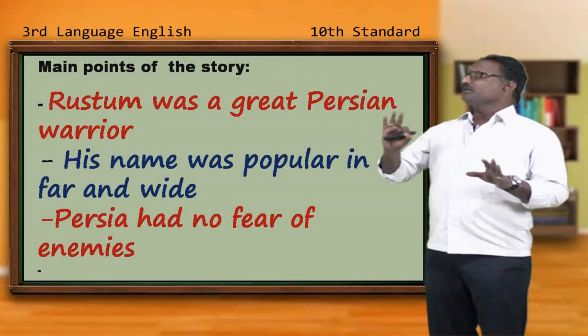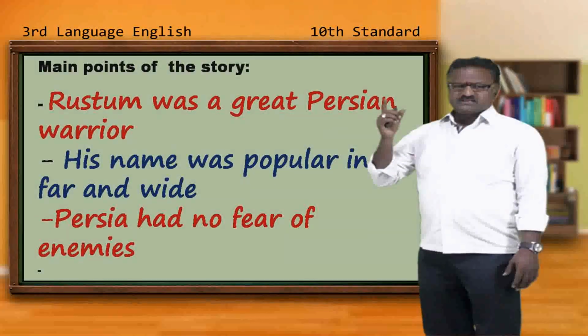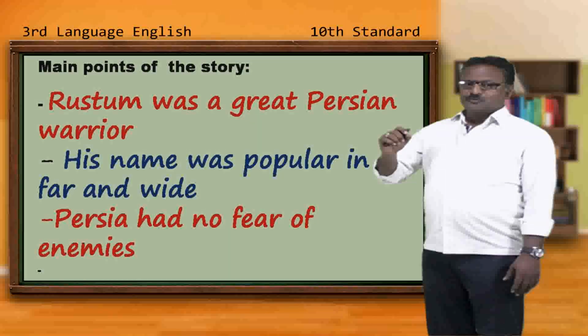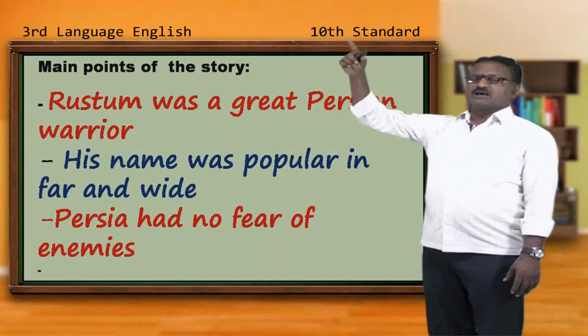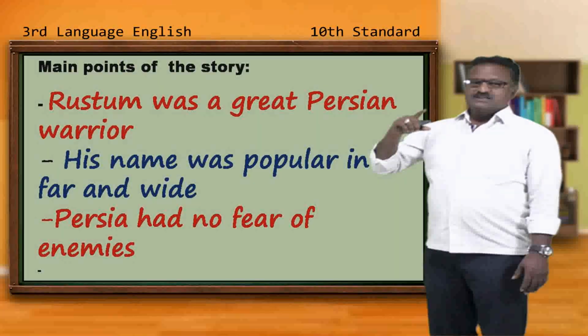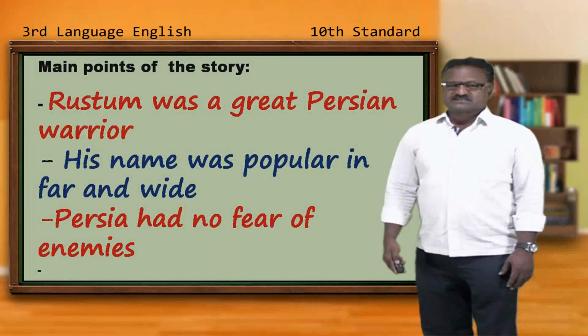He had no fear of enemies. So surrounding his kingdom, everybody was defeated by Rustum. Therefore, he decided to go far and wide. Because his name was popular in far and wide directions, Rustum also wanted to extend his kingdom.